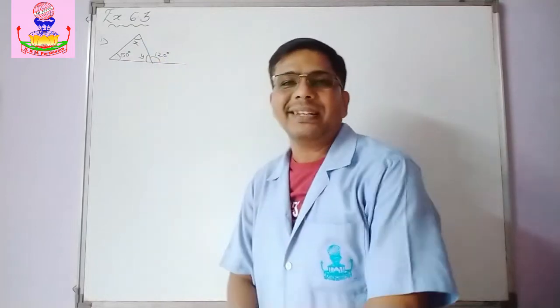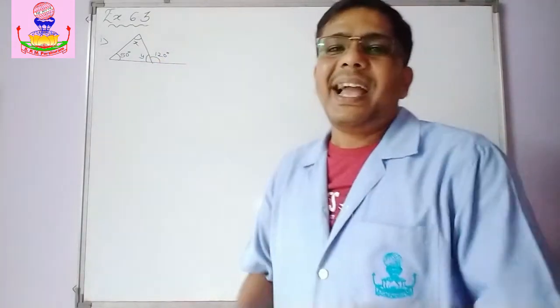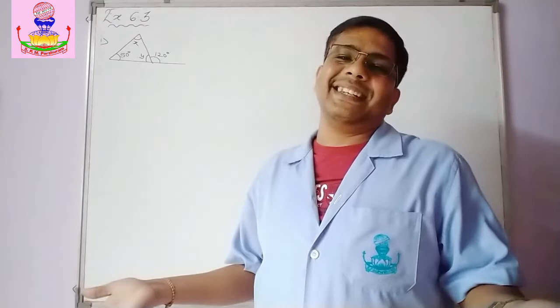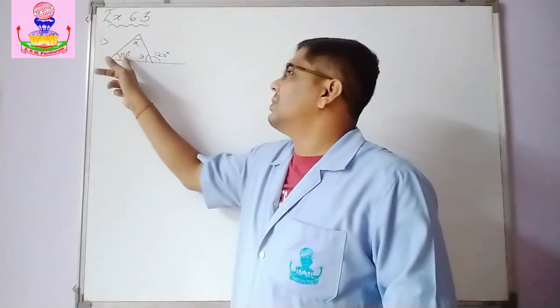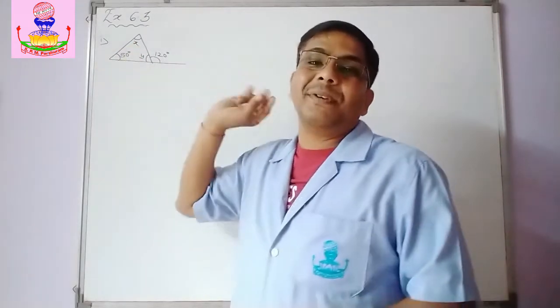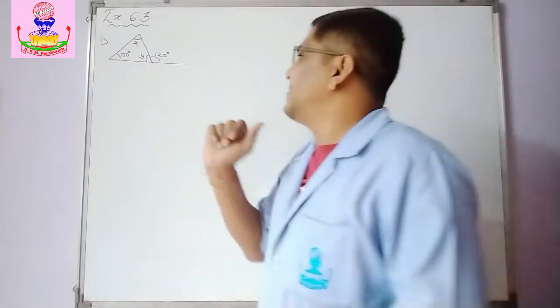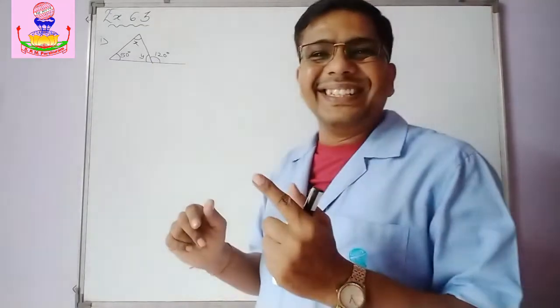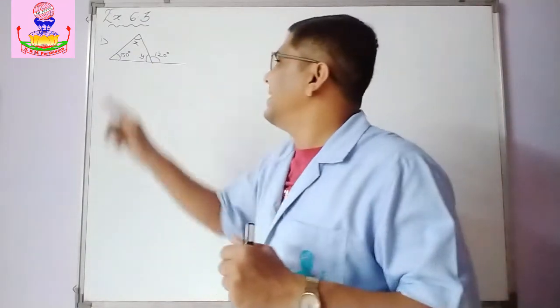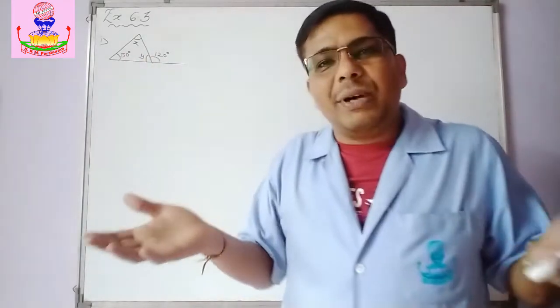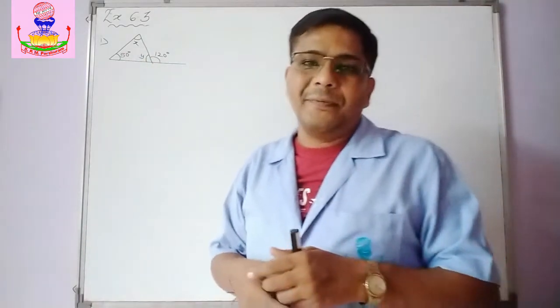Now, I know this is 70. I know this is 50. I can find out y by angle sum property of the triangle. There you are. So this is 70, this is 50. So 70 plus 50, 120. So total is 180. So 180 minus 120, exactly 60. So I got the value of y, 60.